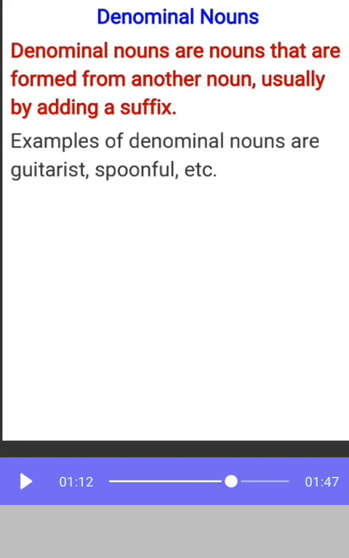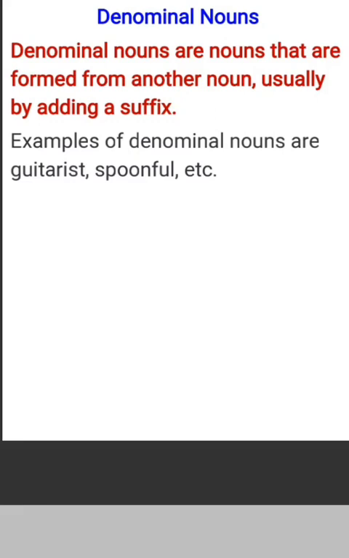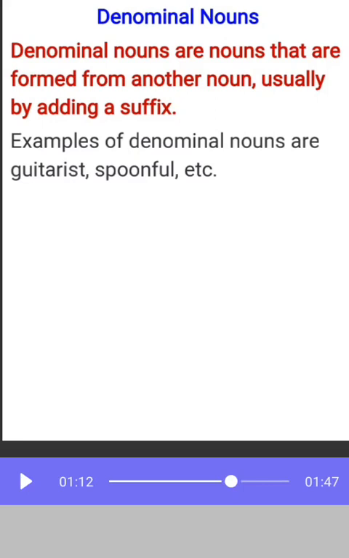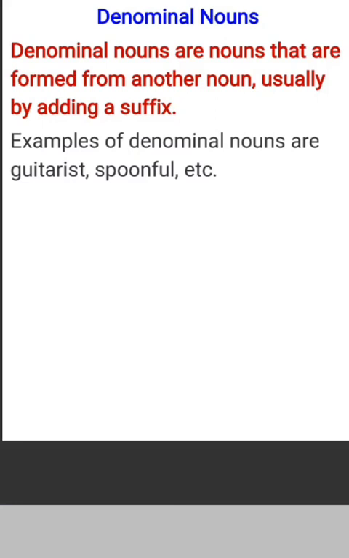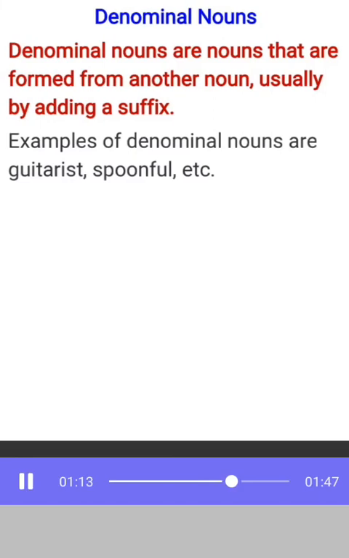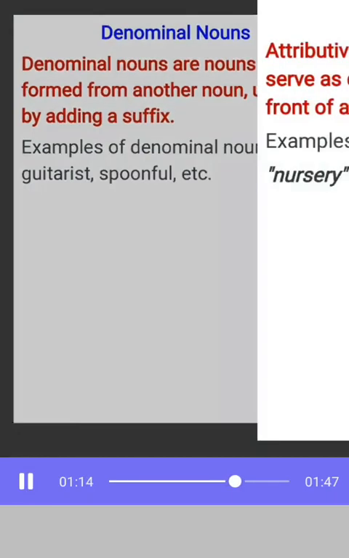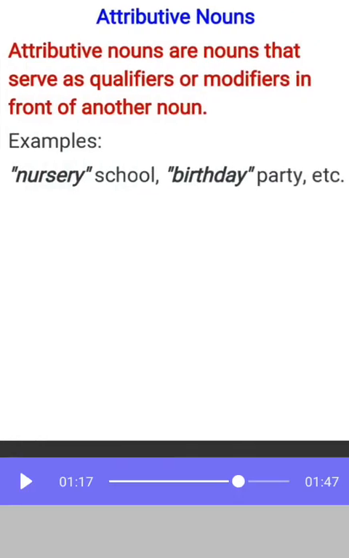Then we have another one, spoon. Spoon is a noun as a name of an object. But if I now add the suffix ful, it becomes spoonful. Spoonful is also a noun of its own. And so spoonful is derived from spoon, a noun of its own, derived from another noun, spoon. So that makes it a denominator noun. And so we want to take note of that. And so we make progress to the next one, talking of attributive nouns.